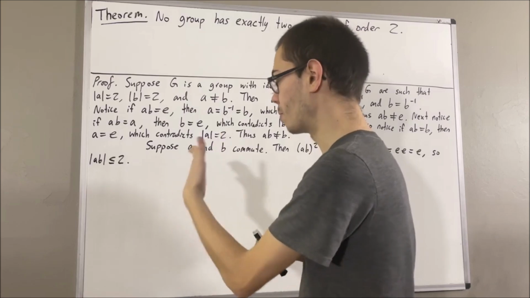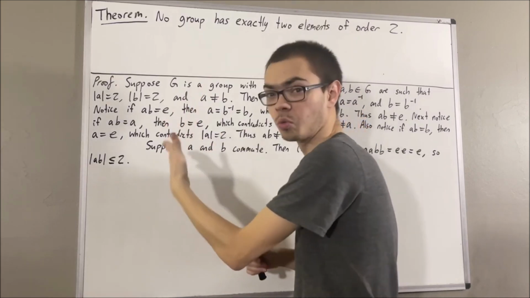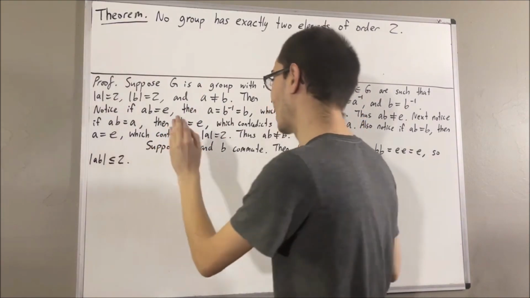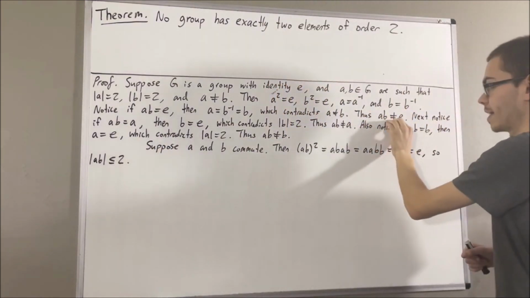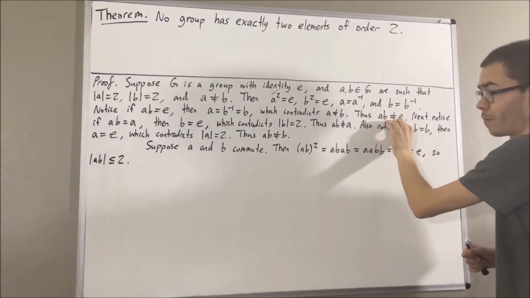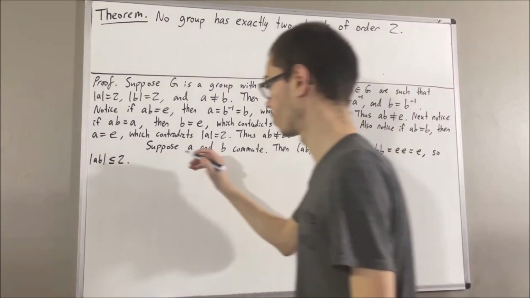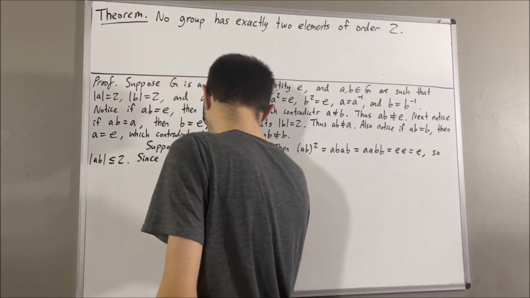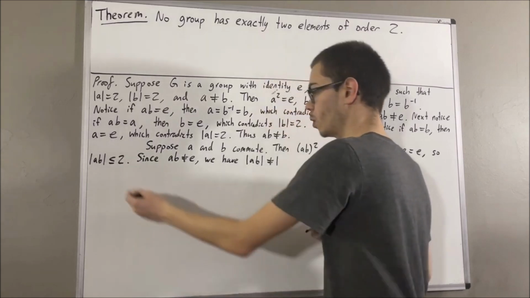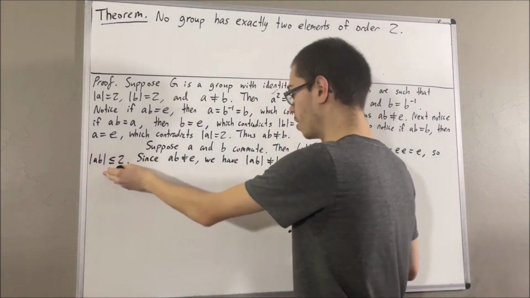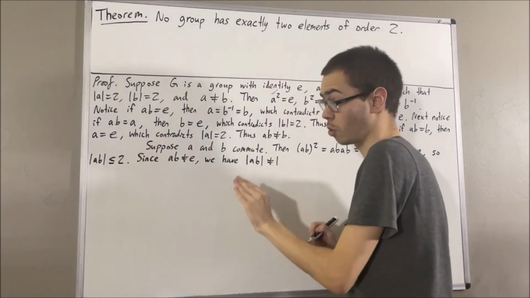Well, remember, the only element with order 1 is the identity element. But since AB is not equal to the identity element, that means the order of AB can't be equal to 1. But since the order of AB is equal to either 1 or 2, but not equal to 1, we must have the order of AB is equal to 2.